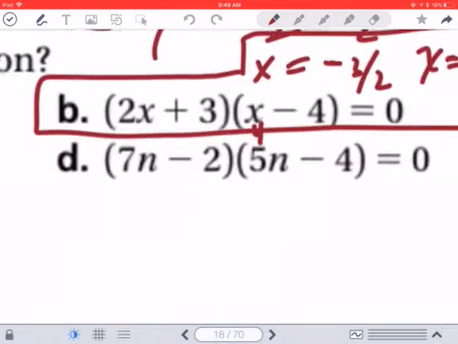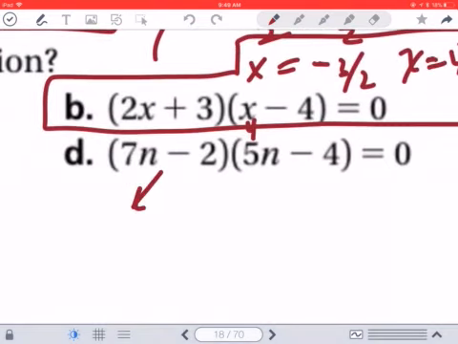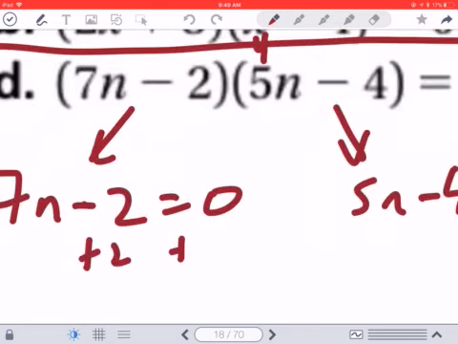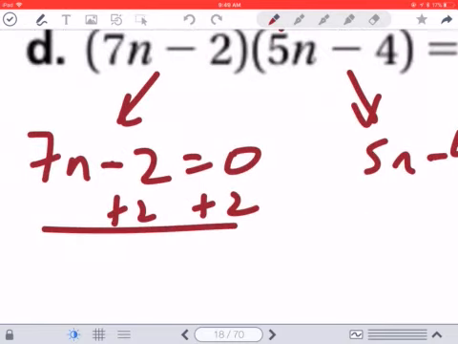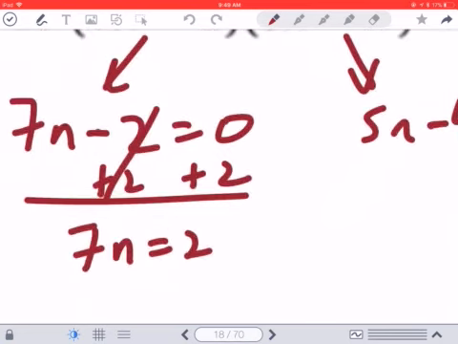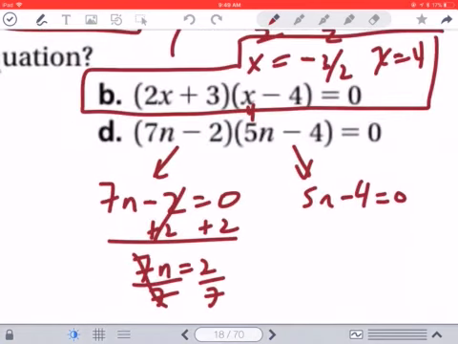Okay, moving on to the last one, D. Same thing. Set this equal to 0. It's called the zero product property because you're setting it equal to 0. You're also finding the zeros. So 5n minus 4 equals 0, and add 2, and I get 7n equals 2. Divide by 7, and I get n equals 2/7.